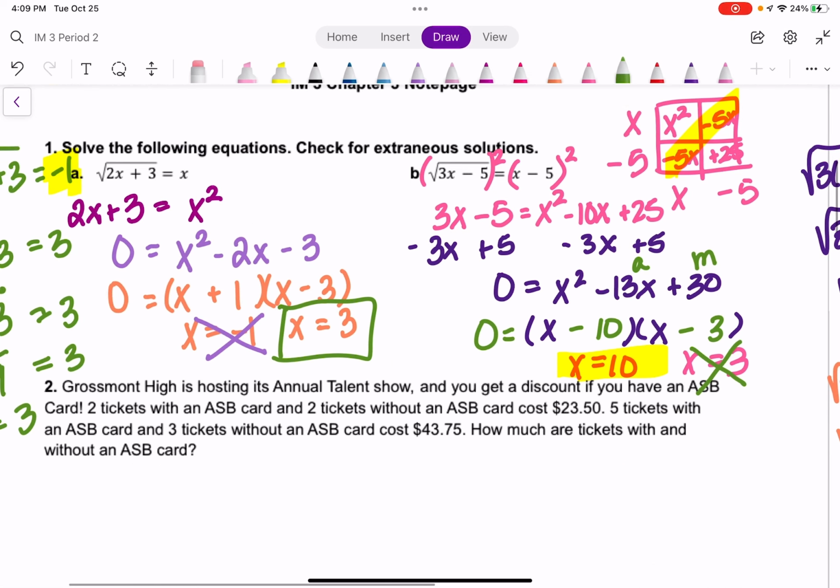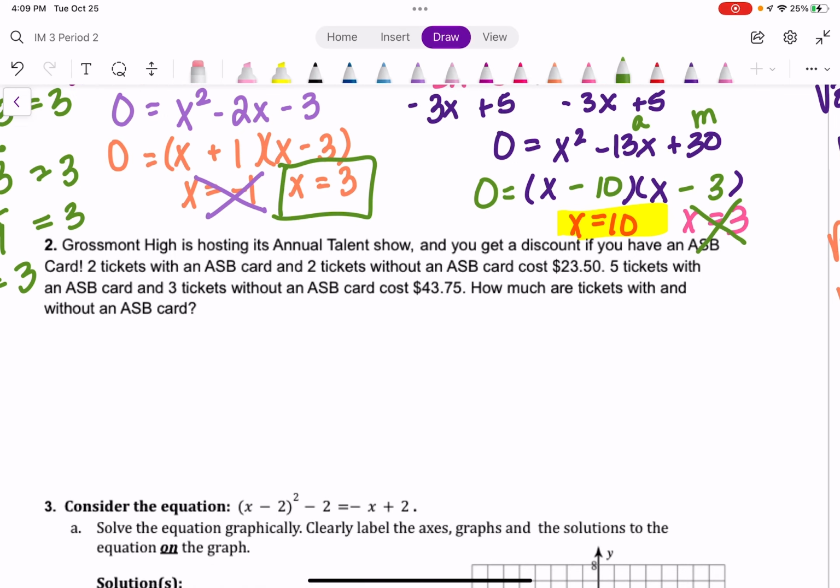Okay, moving on to number 2, we have a systems of equations word problem. So it says Grossmont High School is hosting its annual talent show, and you get a discount if you have an ASB card. Okay, like we talked about in class yesterday, we kind of need to decipher these paragraphs for important information. This first sentence is great, giving us context, but it doesn't really give us much information about our equations. Okay, so 2 tickets with an ASB card and 2 tickets without an ASB card cost $23.50.